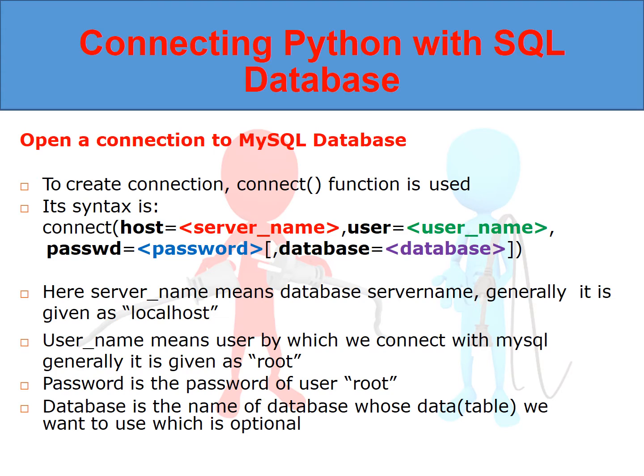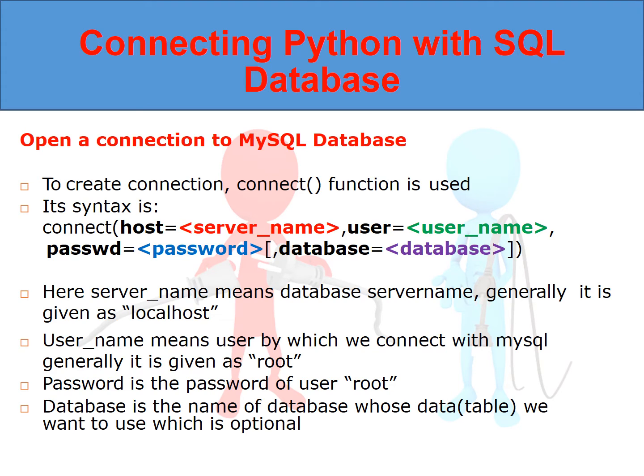After importing the module, the next thing is to set up a connection object, which is done using the connect function of your library. This connect function, as you can see, will have four parameters. Out of these four parameters, the last one, the database parameter, is optional. The first three parameters are mandatory.